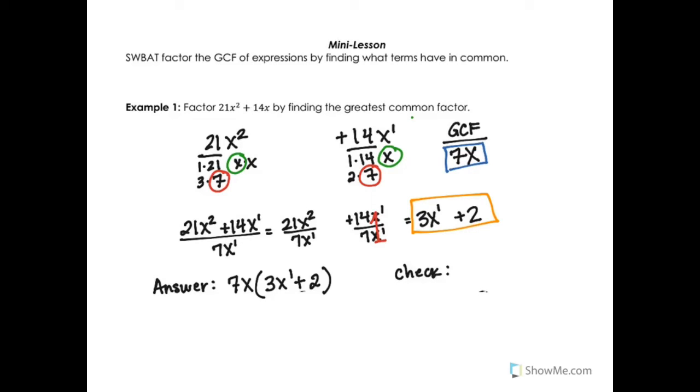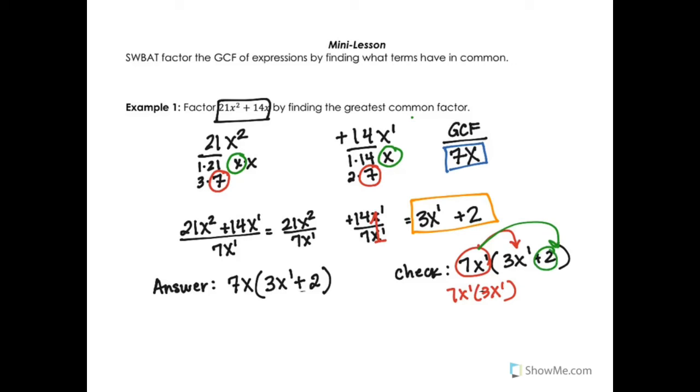We have 7x to the first times 3x to the first plus 2. And again, the way that we can check is by multiplying the two things and seeing if it takes us back to what we originally were given in our problem. So I can distribute: I have 7x to the first times 3x to the first, and then I have 7x to the first times positive 2. And let's see if that gives us the same thing.